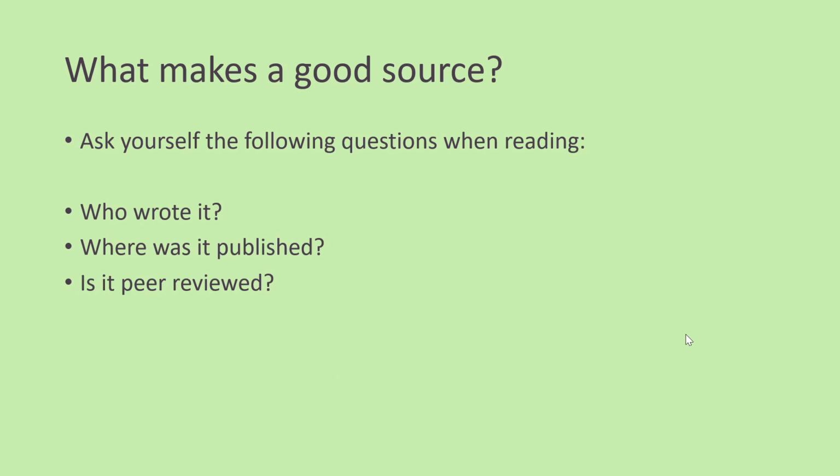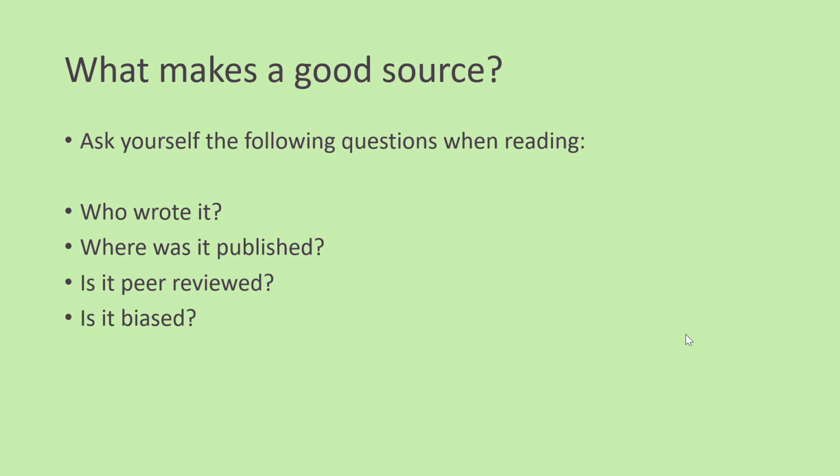Consider, is it peer-reviewed? Peer review is like a quality control for academic research. When a researcher writes a paper and submits it to a scientific journal, the editor sends it out to other experts in the same field, their peers. These experts carefully read and evaluate the paper, looking at the quality and reliability of the information. So peer review is a marker of good quality information.